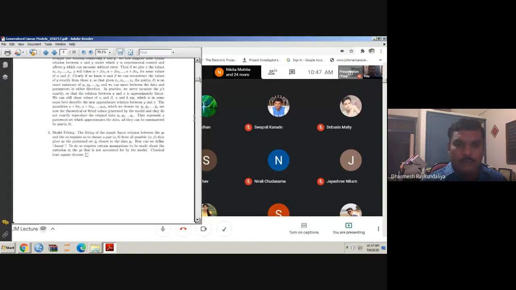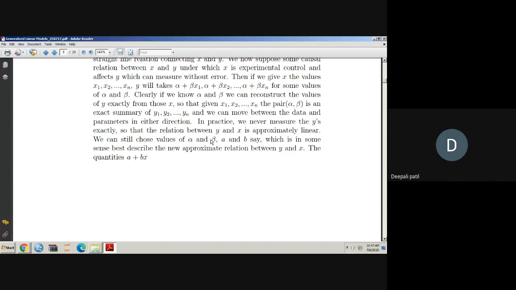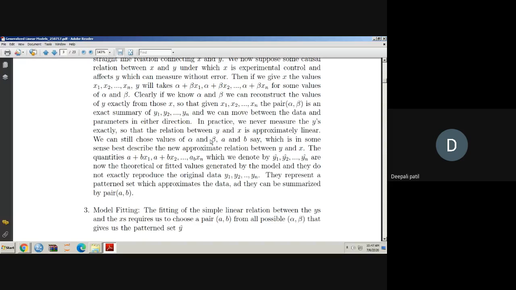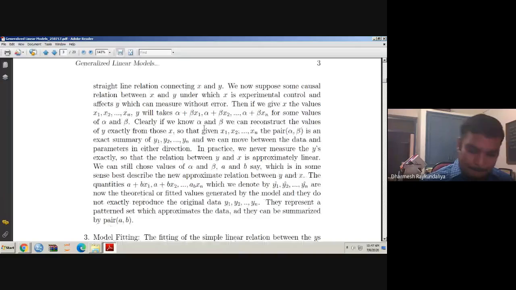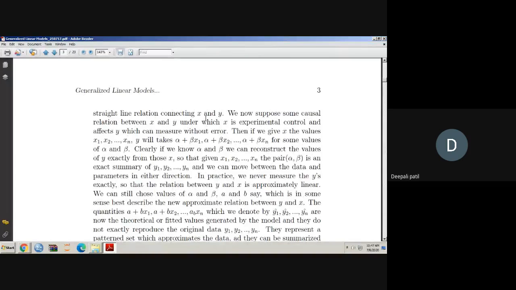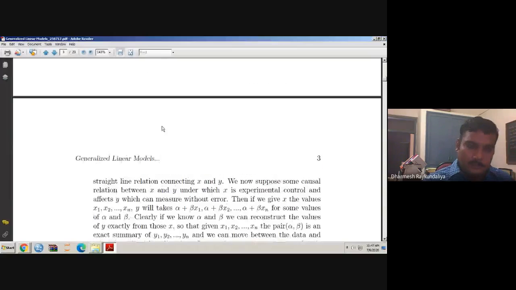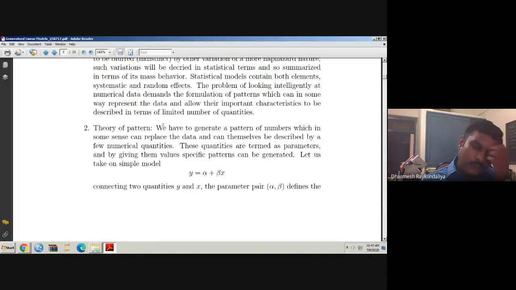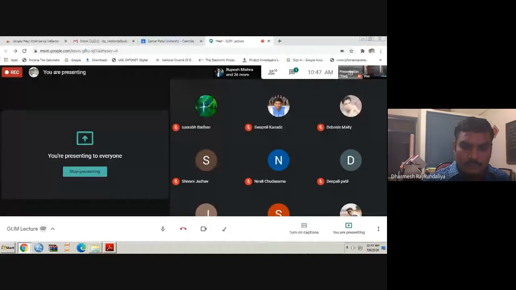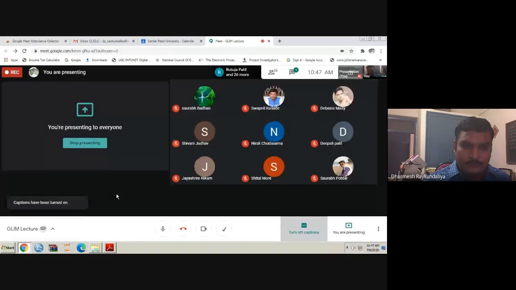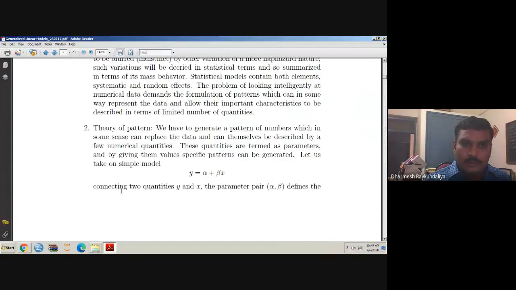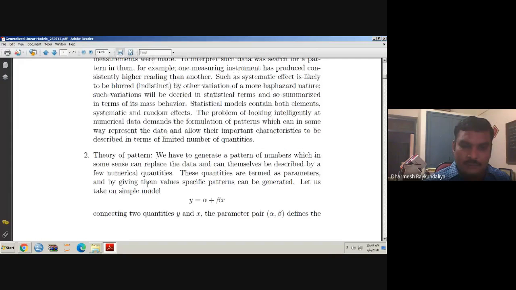Can you see my window? Yes, sir. Okay. It is in the full screen, na? Okay. Well, last lecture we were talking about the introduction to generalized linear model. Okay, can you see the caption simultaneously?